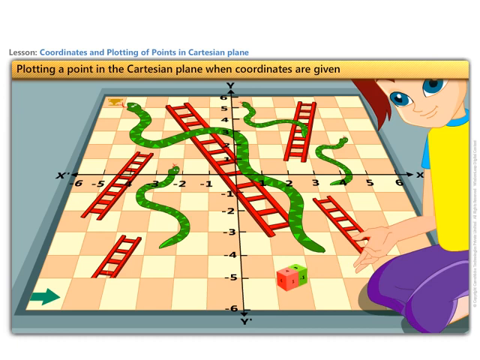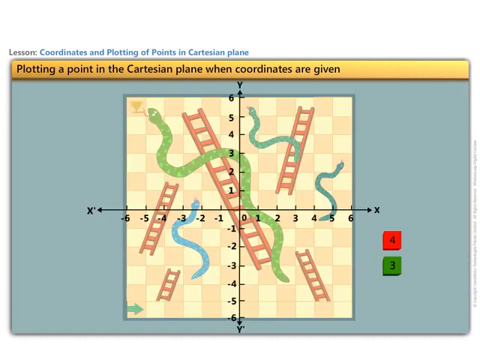Rita throws 2 dice simultaneously and gets the number 4 and number 3 over the red and green dice respectively. How do you locate this move in the coordinate plane? The coordinates of the point (4, 3) tell us the distance of this point from the y-axis along the positive x-axis is 4 units and the distance of the point from the x-axis along the positive y-axis is 3 units. Starting from origin O, we count 4 units on the positive x-axis and mark the corresponding point as A.